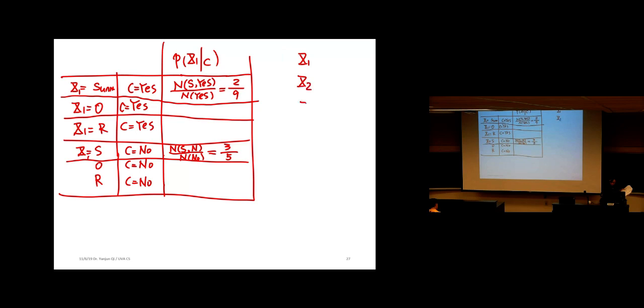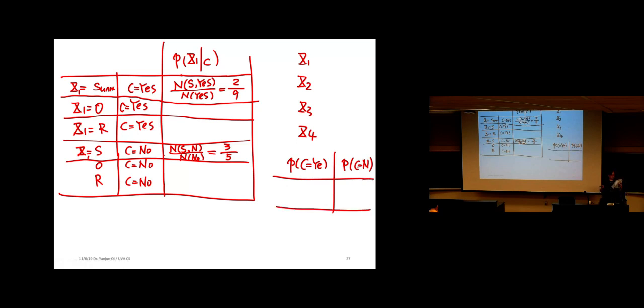And you just perform the same operation on x1, x2, x3, x4. And then you also need P of C equals yes, without anything else, which is called the prior probability. P of C equals no, what is it? I think we already had it: 9 over 14 and 5 over 14. And this is your naive Bayes classifier model. And this is exactly what you're going to implement in the homework.